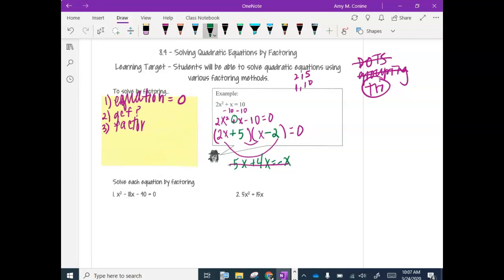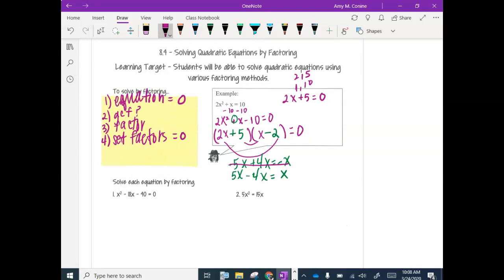Let's try another one. So 5x, so now it's positive. 2 times negative 2 gives me my negative 4x. And that gives me a positive 1x. So that means these are my factors, okay? So once you have your factored quadratic, you're going to set your factors individually equal to 0. So what that means is you're going to take your 2x plus 5 and set it equal to 0, and you're going to take your x minus 2 and set it equal to 0. And then you're going to solve. Okay, that's going to be our last step.